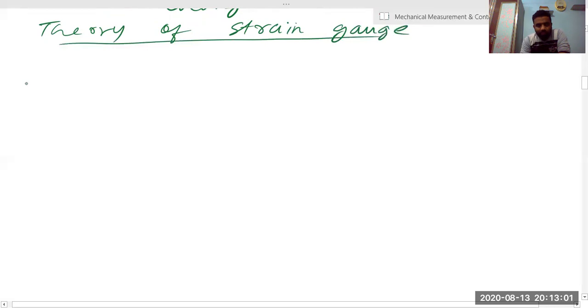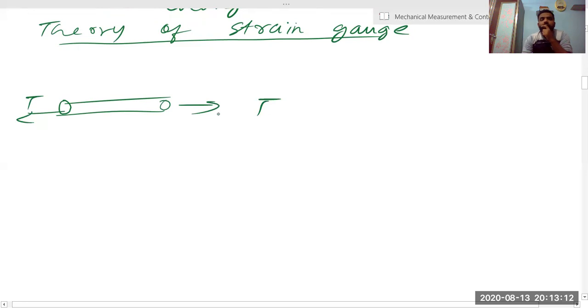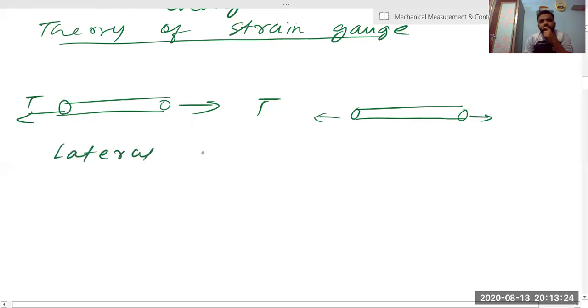I have just explained to you that suppose this is my wire, and some load is applied on both sides. It can be a tensile load or a compressive load. If I am applying a tensile load, the dimensions of this wire will change, in both directions. The lateral dimension will decrease if I am applying tensile force.